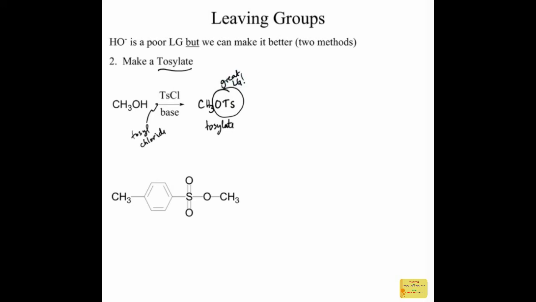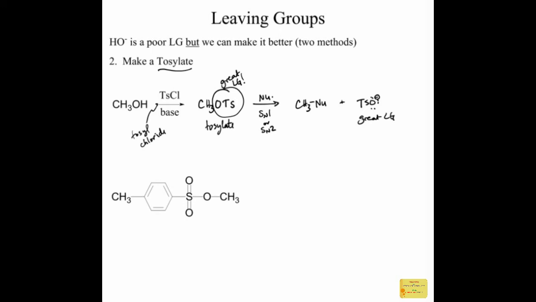And so once you have converted an alcohol to the tosylate, you can now react this with any nucleophile you want. It can either do an SN1 or an SN2, depending on your carbon chain that you're dealing with, and you can get a substitution take place. The product you're kicking out is TsO minus, and this is a great leaving group.